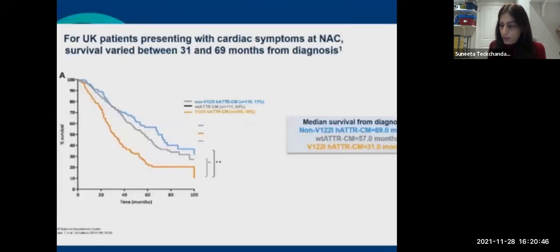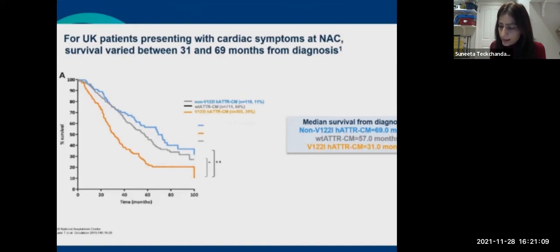This slide shows the prognosis based on the type of ATTR amyloidosis in the patient. So if you see the orange graph, which is the hereditary, that has the poorest kind of prognosis as compared to the wild type and the non-V variant of the hereditary ATTR. The survival is slightly better.